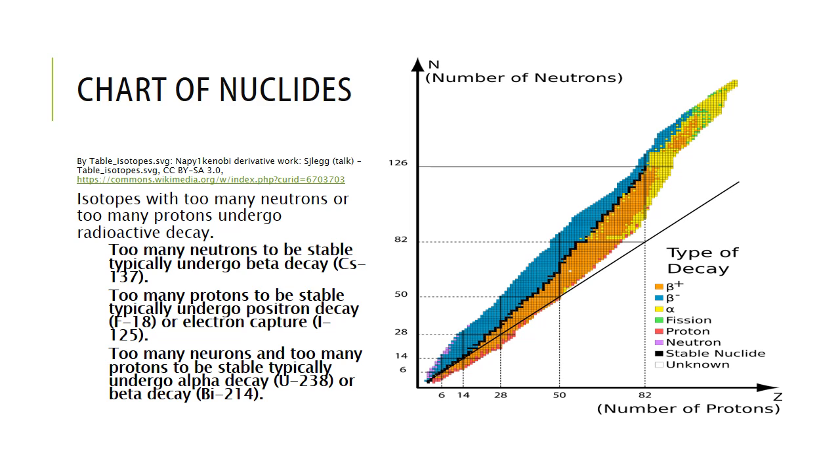I'm sorry, I clicked over before I was quite finished talking about that slide. So common isotopes are represented by carbon-11, carbon-12, and carbon-14.